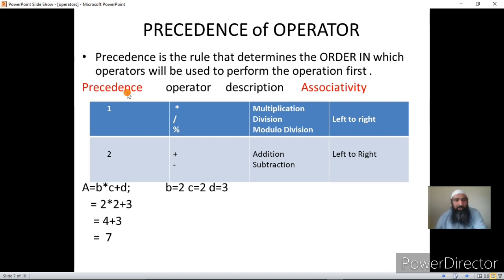Now, how do we know the precedence? This is given in the table. You cannot change the precedence yourself. Multiplication has higher precedence than addition. Now, division, multiplication, and mod operator have the same precedence. This is labeled like this. You cannot change it. This is given by the designer of the C language.